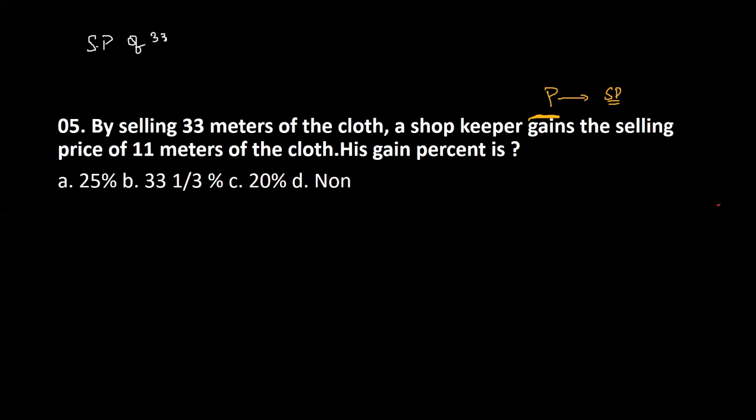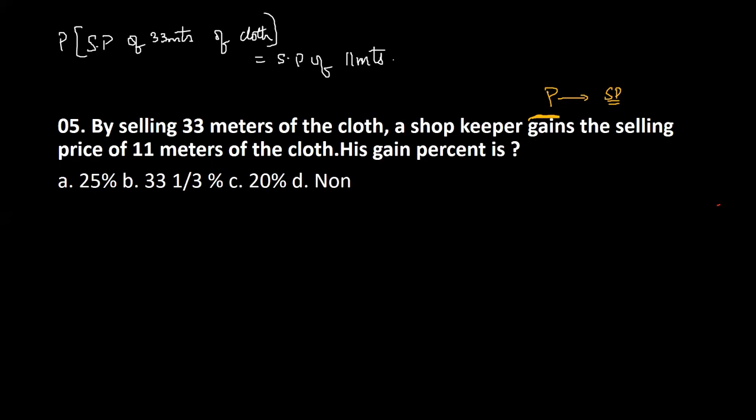So first, we need to understand that the profit on the selling price of 33 meters of cloth will be equal to the selling price of 11 meters of the cloth. But do we know how much each meter of cloth is sold for? We do not know that. So we don't know the cost price, and we don't even know the selling price.